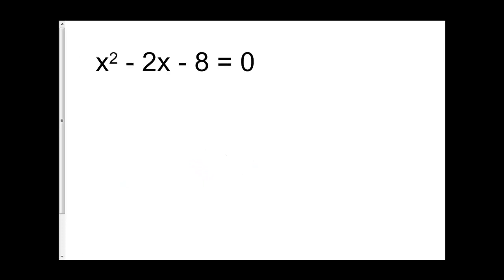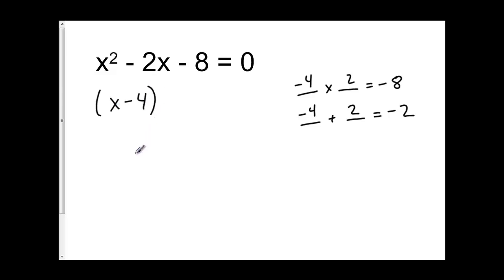If the question isn't factored, we're going to have to factor it. So in order to factor this equation, we're looking for two numbers that are going to multiply to give us negative 8 and add to give us negative 2. Those numbers are, of course, negative 4 and positive 2. So negative 4 times 2 is going to give us negative 8. Negative 4 plus 2 is going to give us negative 2. When we factor this, we're going to get x minus 4 and x plus 2 equals 0. So we've taken our equation and we've factored it.